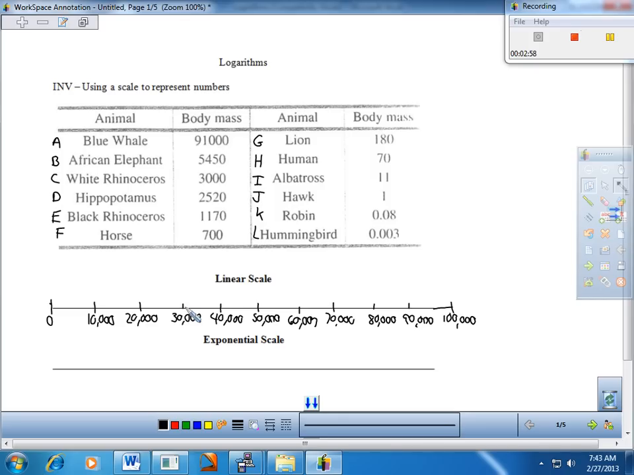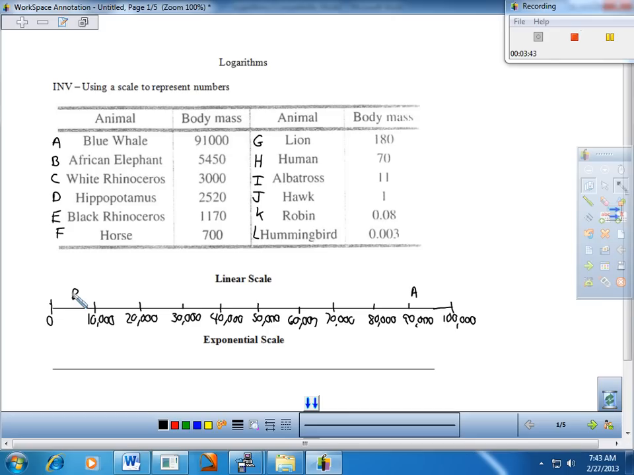You've probably been doing this since elementary school. Let's plot these numbers on the number line. I take my 91,000 there, and here's where it would be on our number line, and I'll put a little A on top of that. Then it drops from 91,000 to 5,450, so let's throw that one in. The African elephant looks like about right there, give or take. It doesn't have to be perfect.